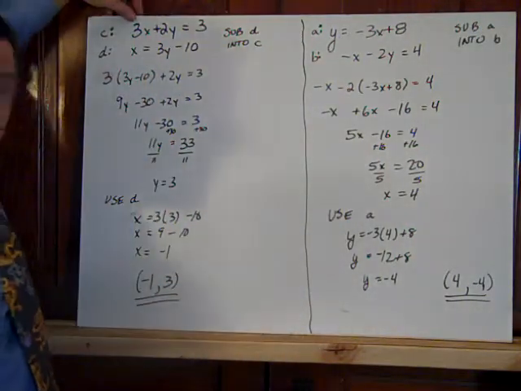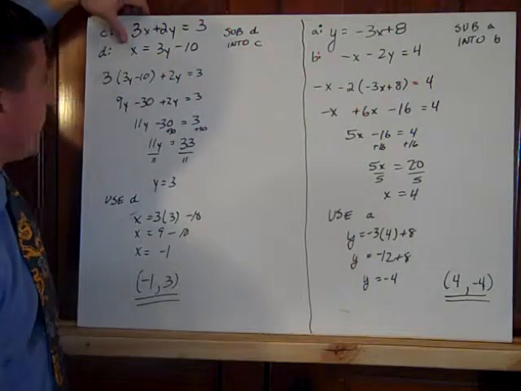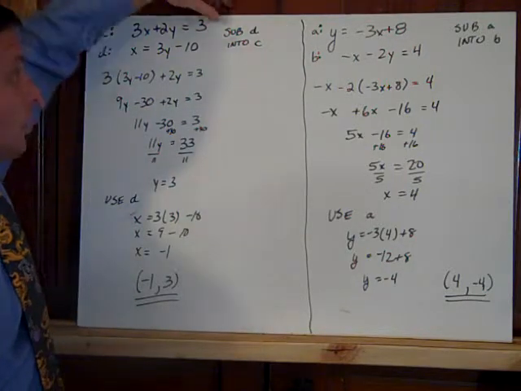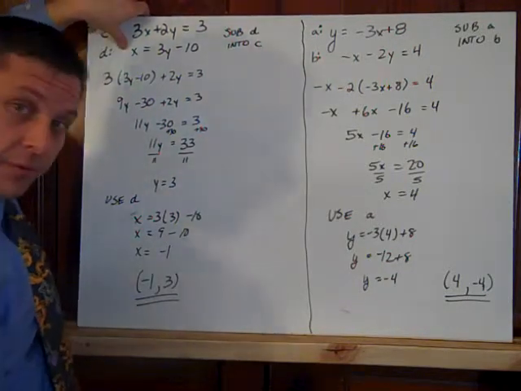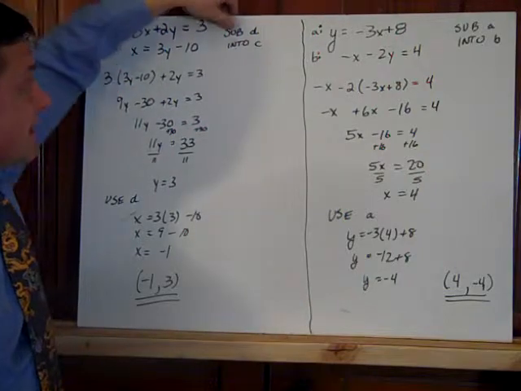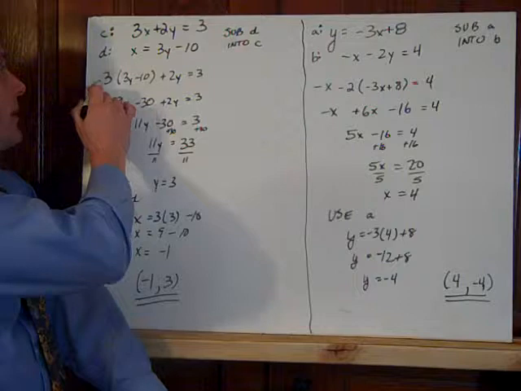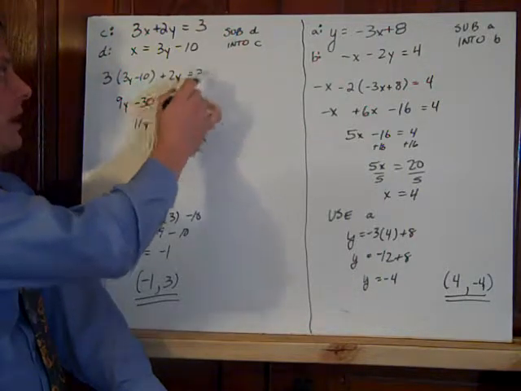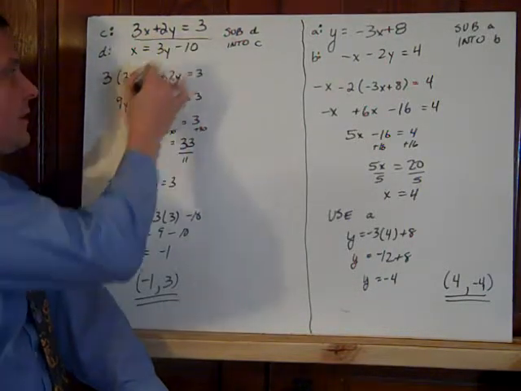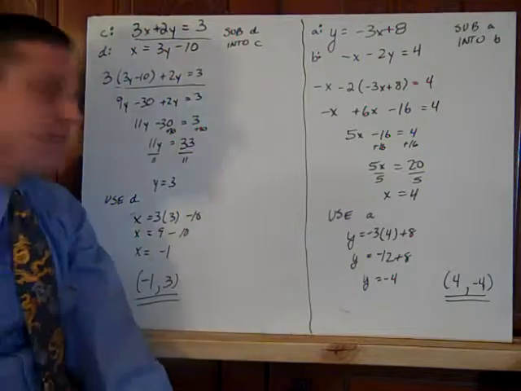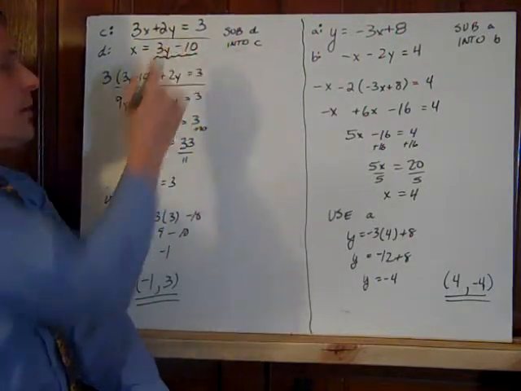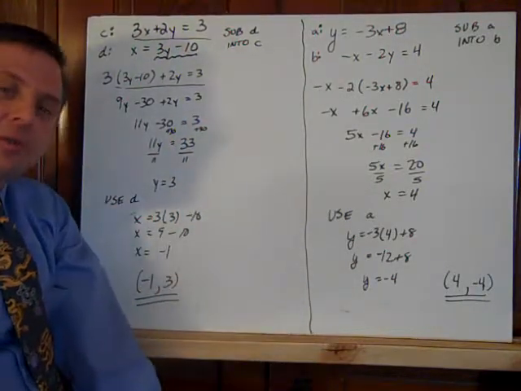Equation C, 3x plus 2y equals 3. X equals 3y minus 10. You notice that D is already solved for the variable x. So I'm going to put D into equation C. And I have 3 times x plus 2y equals 3. And again, you've got to see here that these are the same, except I replaced x with 3y minus 10 because they're equivalent.